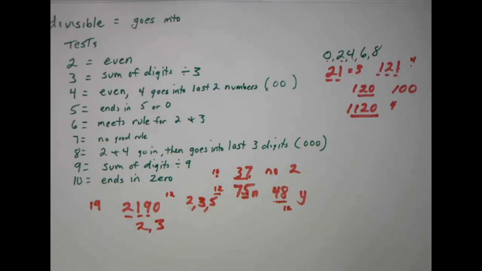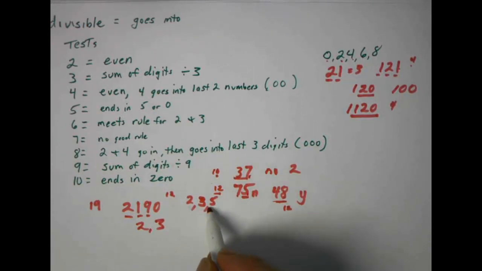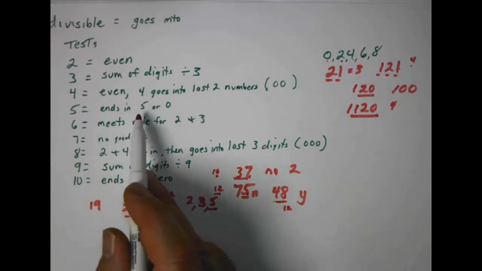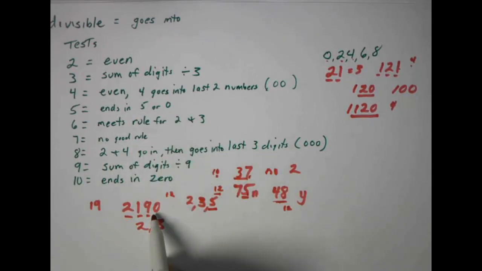They're not asking me to solve it, they're just asking me to check to see if it's divisible by that number. And last, they're wanting us to check 5. The rule for 5: it ends in a 5 or a 0. It ends in a 0, therefore 5 goes into that whole number.